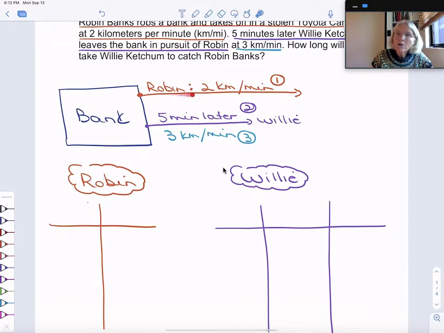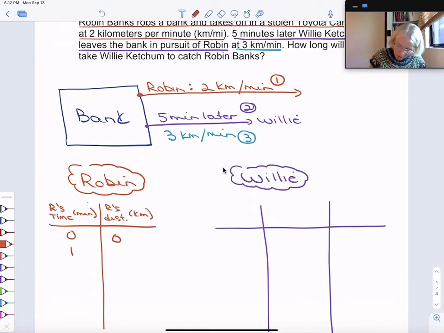So first for Robin, I want to be able to input time, how long has he been driving, and output his distance. So my input to the table is going to be Robin's time, in minutes, and the output is going to be Robin's distance, in kilometers. Let's start. After 0 minutes, how far is he from the bank? He's 0 kilometers. After 1 minute, he's driven 2 kilometers. After 2 minutes, he's 2 more kilometers from the bank, so he's 4 kilometers. Notice every minute that goes by, we're adding 2 more kilometers. How about after 10 minutes? He started 0 kilometers from the bank and has gone 2 kilometers 10 times. So 2 times 10, he's 20 kilometers.